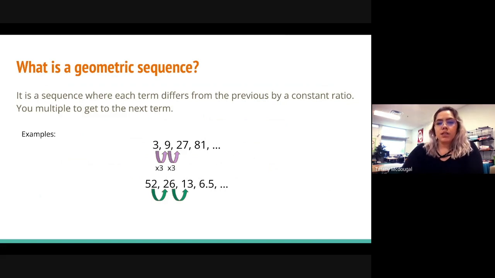So if you notice that a sequence is dividing, meaning that it is decreasing, it's going down, what actually is happening there is you're multiplying by that fraction. So instead of dividing by 2, I'm multiplying by 1/2. And again, instead of dividing by 2, I'm multiplying by 1/2. It's the exact same thing. You can check it in your calculator. 52 divided by 2 is 26. 52 times 1/2 is 26. They are the same thing.